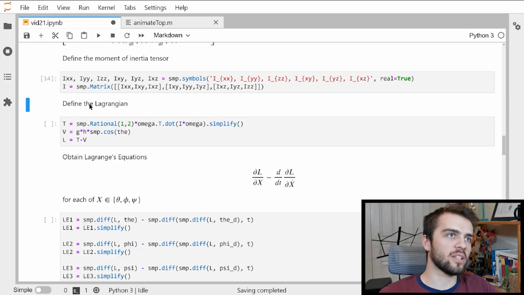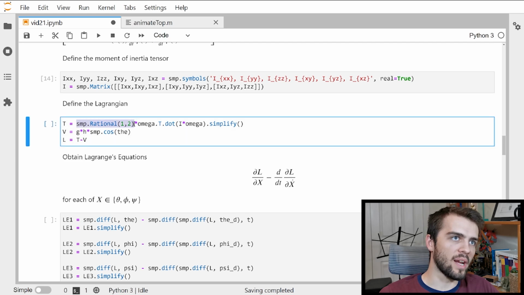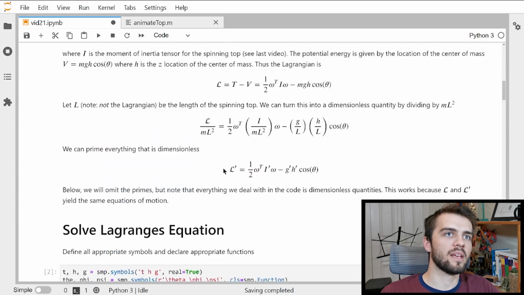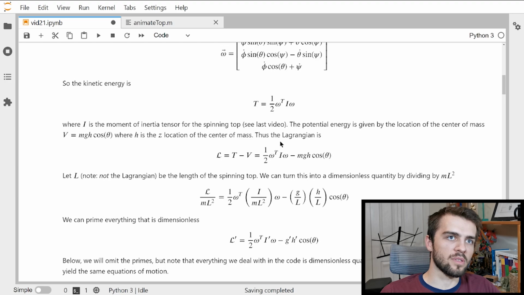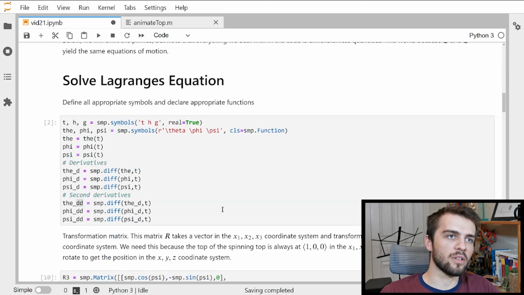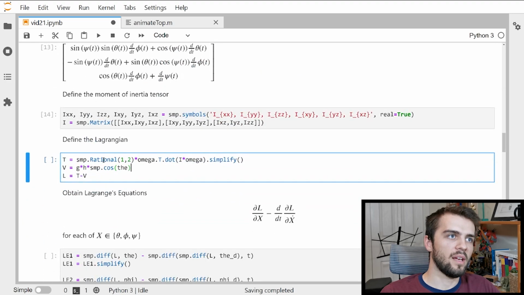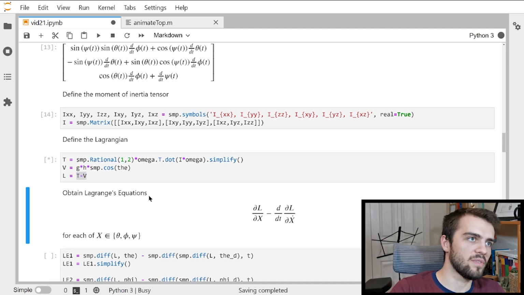Next thing, of course, we define the Lagrangian. So my kinetic energy is 1/2 times omega transpose, and I take the dot product with I times omega. That's just the expression up here, expressed in terms of a SymPy function. So that's what I'm doing here. My kinetic energy, I define my potential energy like I did above, and my L is T minus V.